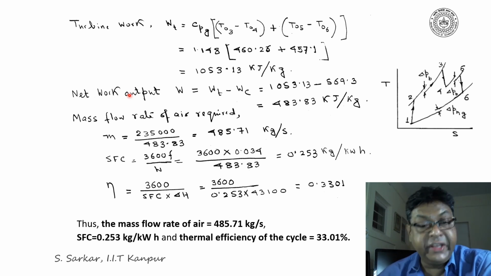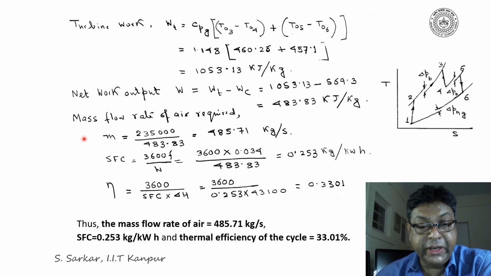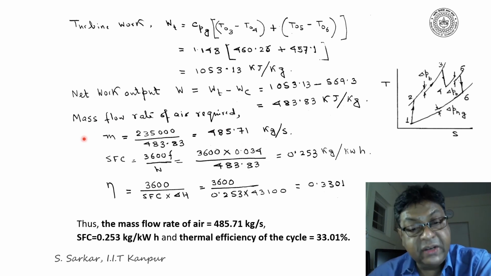Thus now I can find out the mass flow rate of air required. If it is M, then M would be equal to power developed divided by specific work output. It has been stated that power developed is 235 megawatt. The megawatt I have converted to kilowatt, and I have divided by specific work output, that is 483.83, and thus I have got M is equal to 485.71 kg per second. So I have evaluated mass flow required of air.